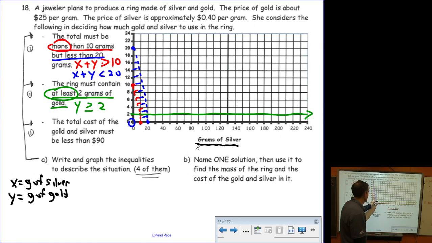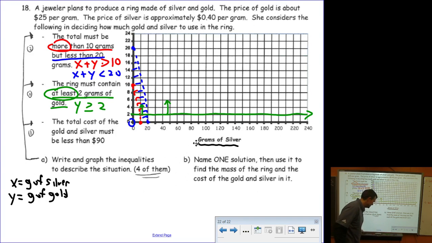And this would be shaded, let's see, 0 is greater than 2 is false. So when I plug 0 in, it's not an answer. This one's going to be shaded above the line. So now I am inside the red and the blue and above the green.